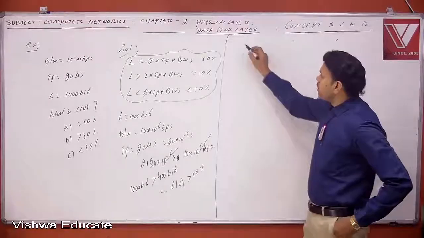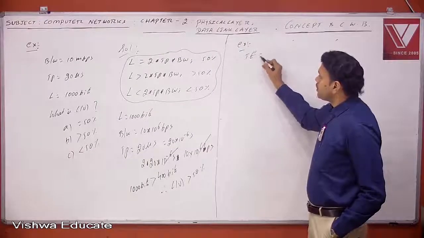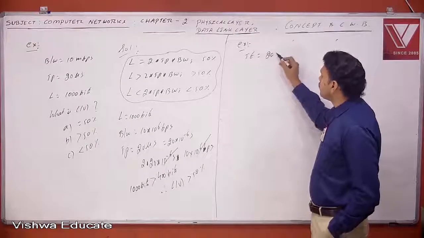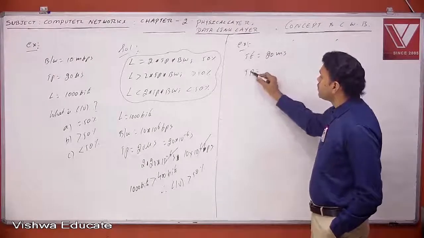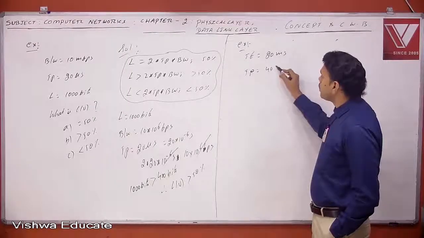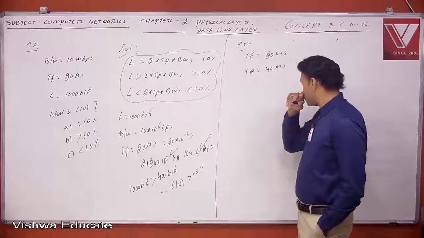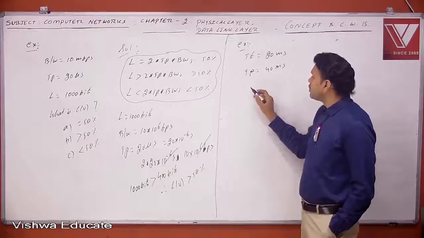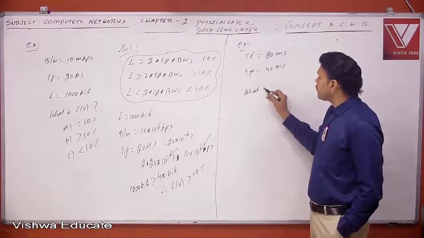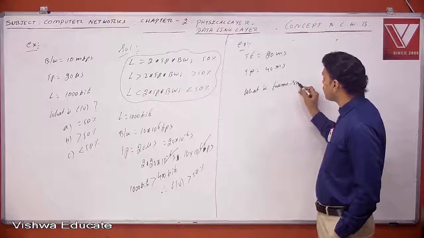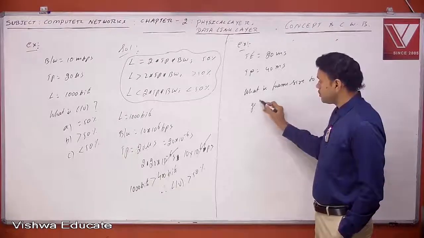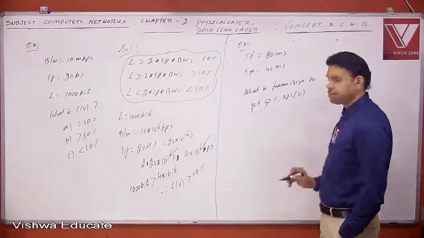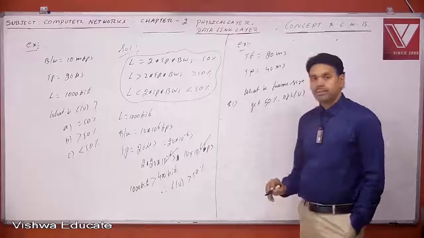Okay. Now let us do another. I am saying a question here. TT is equal to 20 ms, TP is equal to 40 ms, and what is the frame size to get 50% of link utilization? This is question 1.